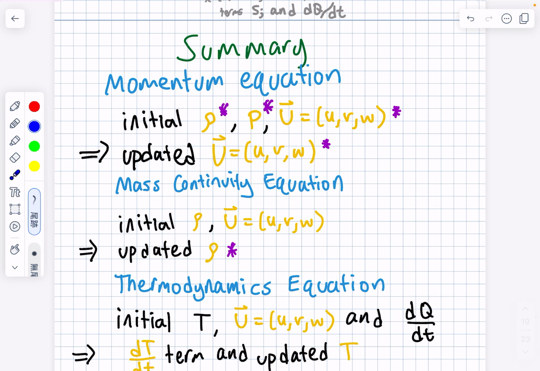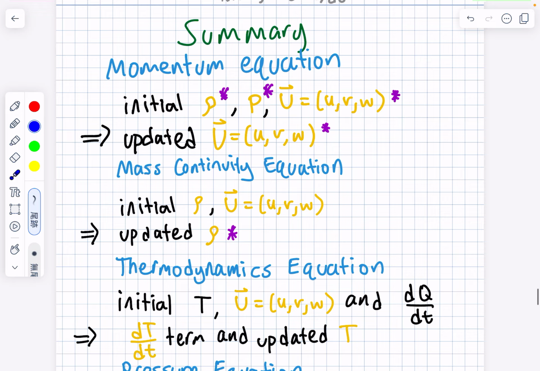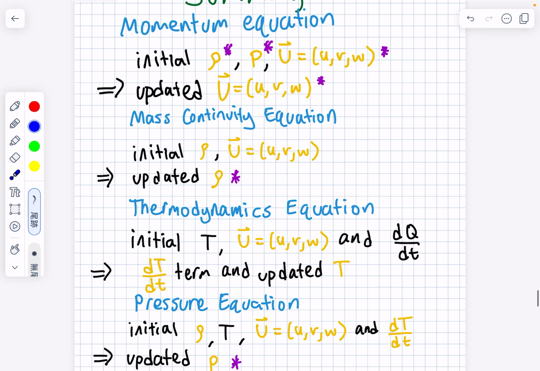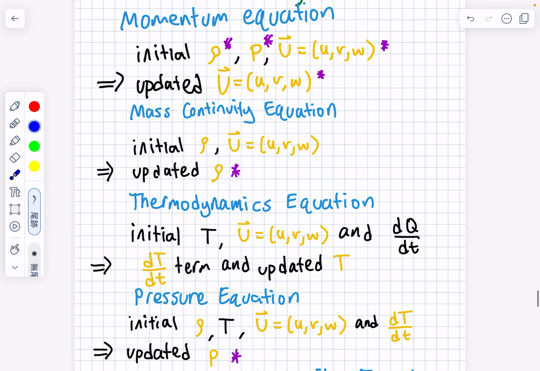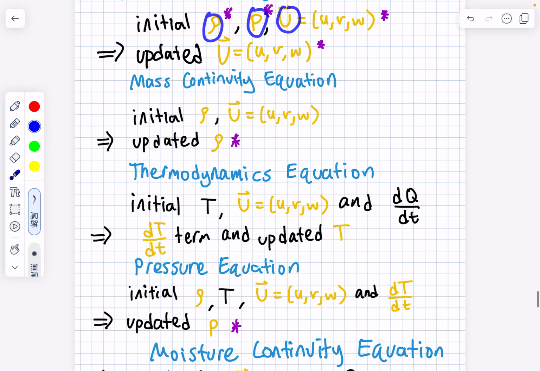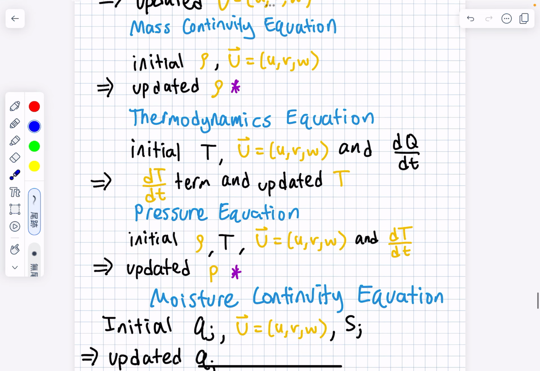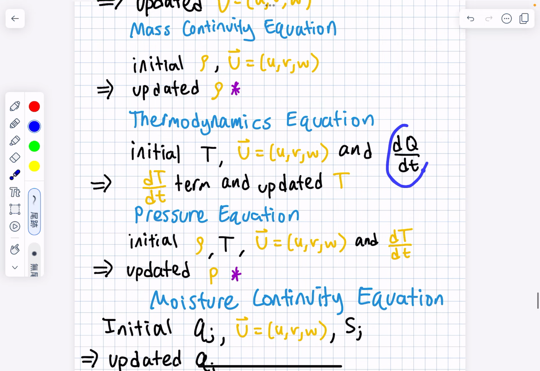So to summarize, here is how we do it. And you'll note that we have a very limited amount of variables that we actually need to know. We just need to know density, pressure, velocity, temperature. That's it. And also heating.